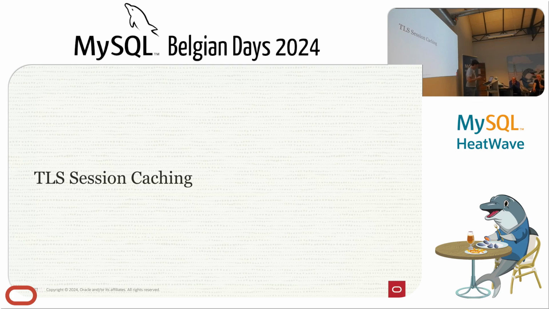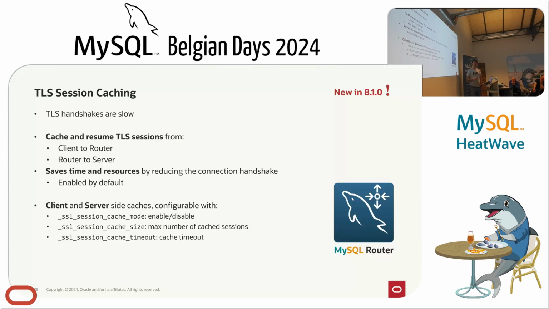So like I was saying, TLS handshakes can be expensive, can take some time, like 50 milliseconds without network latency. So router also provides caching for the TLS sessions. This one is enabled by default. It's new in 8.1, and it can cache the TLS sessions from the client to router and from router to the server. And it's also configurable regarding the size of the cache, so the maximum number of cached sessions, and also the cache timeouts.